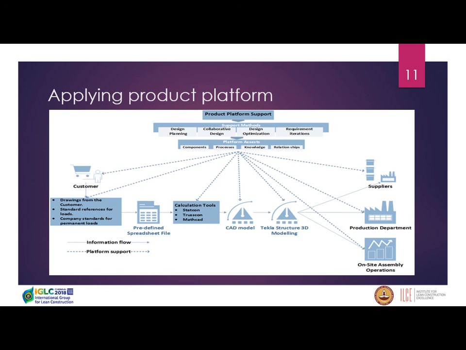So this is the figure showing what happens when applying a product platform concept with support methods such as design planning, collaborative design, design optimization, and requirement iteration. These are the support methods introduced by Jansen in his study, and these are the platform assets. When we define these four methods, it will automatically predefine the platform assets, which will be helpful for all the stakeholders, such as customers and the company, to produce their solution very easily. So you can see the information flow and platform support in this figure.